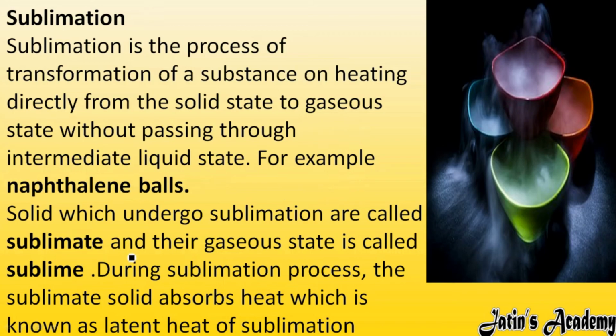During the sublimation process, the sublimate solid absorbs heat, which is known as latent heat of sublimation. As I already told, whenever a sublimate such as a naphthalene ball is there, firstly it takes heat from the surroundings. By taking heat from the surroundings, only then does it convert into the gaseous state. This amount of heat taken from the environment is known as latent heat of sublimation, or the amount of heat that any solid absorbs is known as latent heat of sublimation.